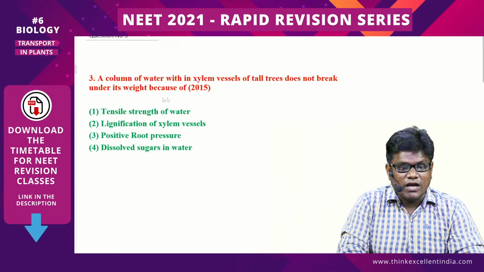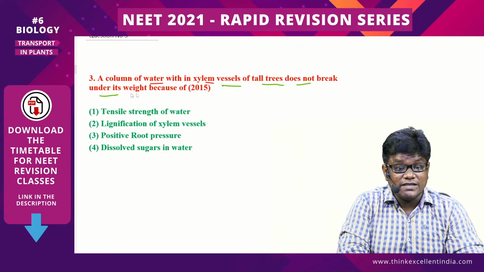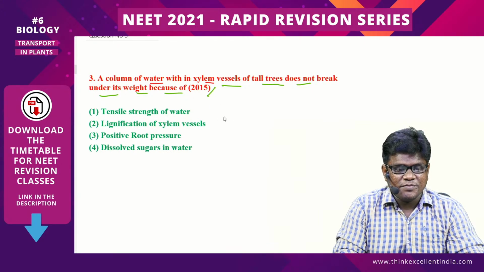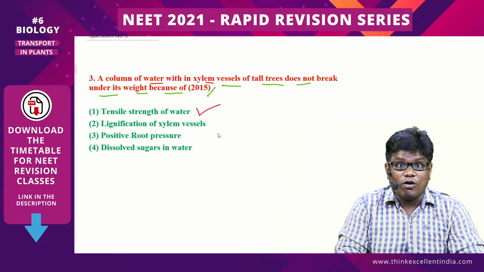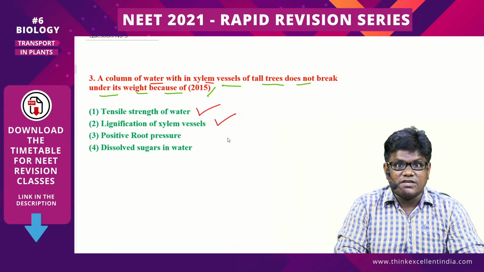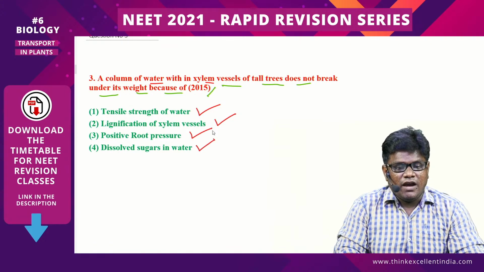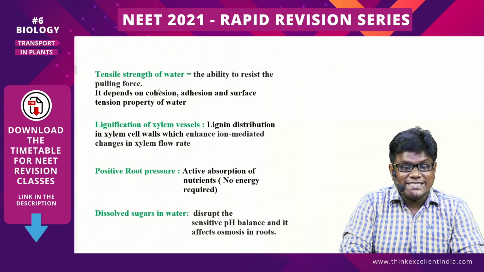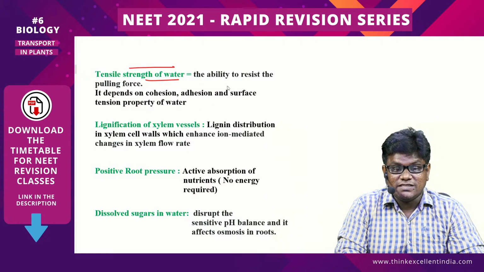We're going to see a column of water in xylem, in vessels of the tall trees, doesn't break under its weight because of. This question was asked in the year 2015, and here the options are tensile strength of water, lignification of xylem vessels, positive root pressure, and dissolved sugars in water. We are going to see one by one what all the options are. First, here you can see the tensile strength of water. This tensile strength of water means the ability.